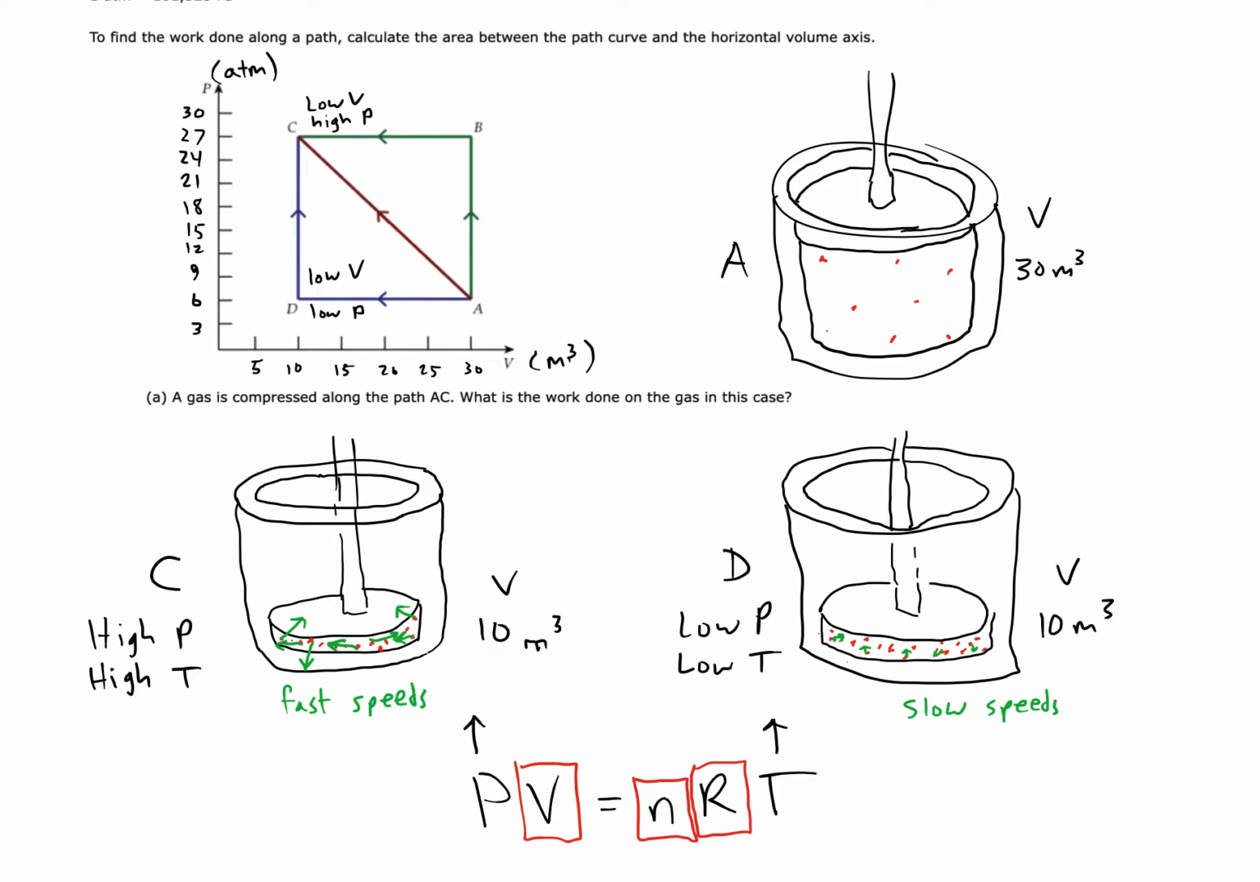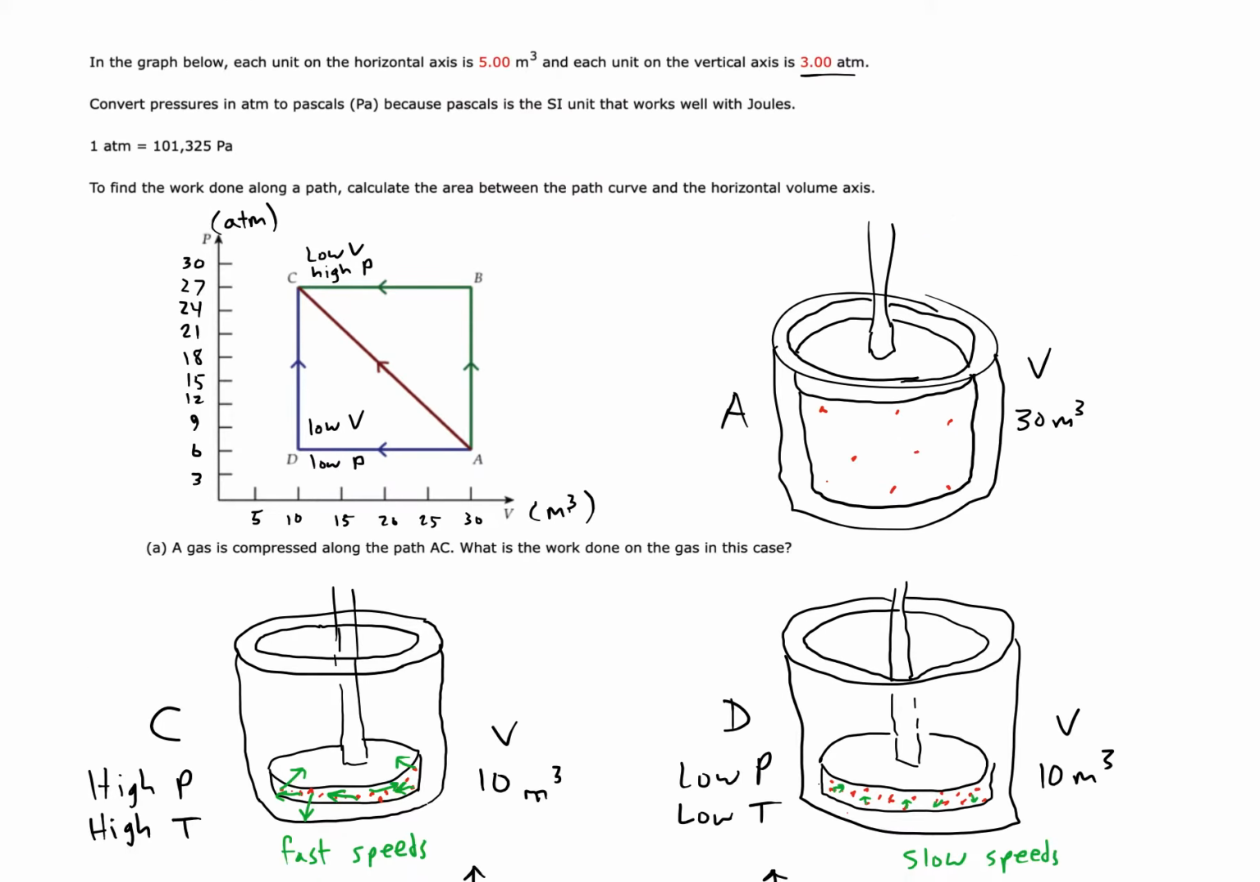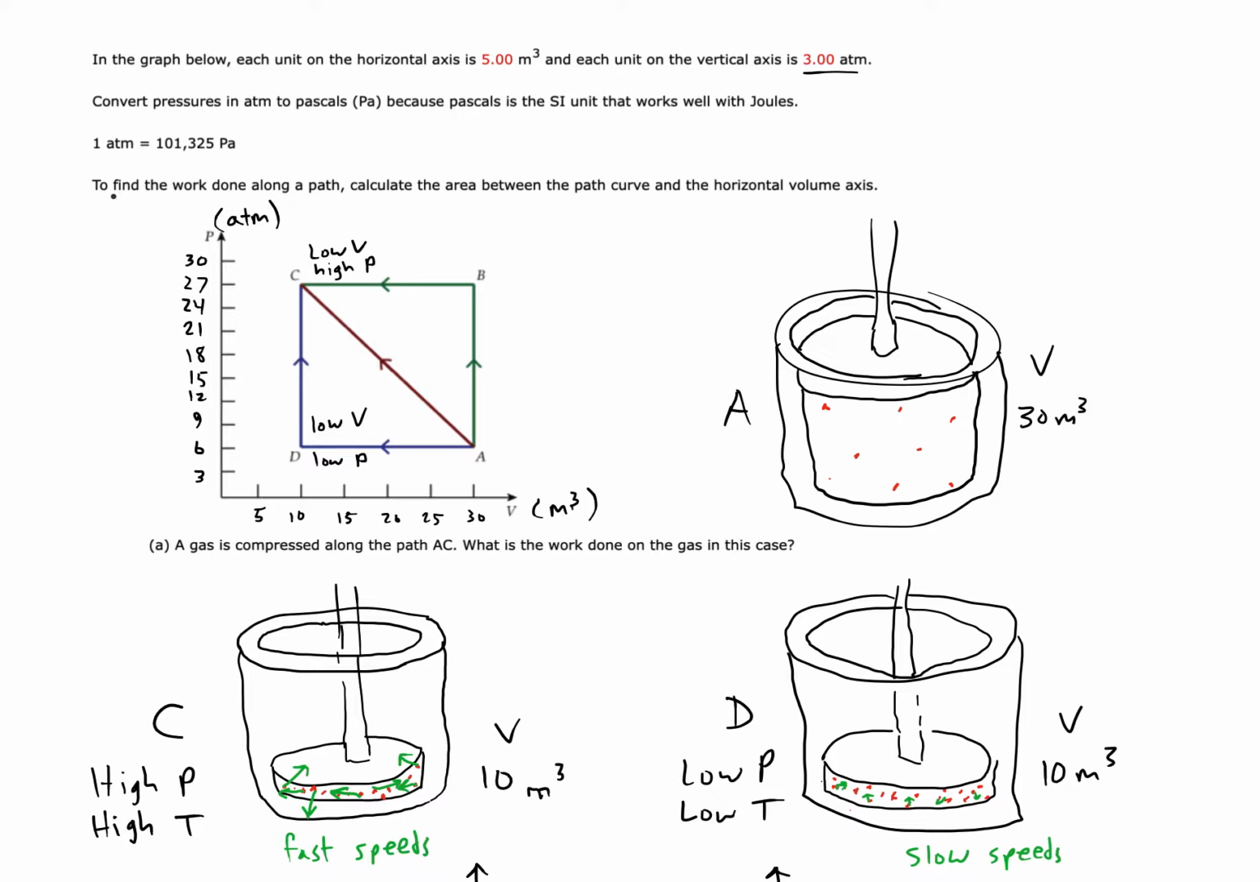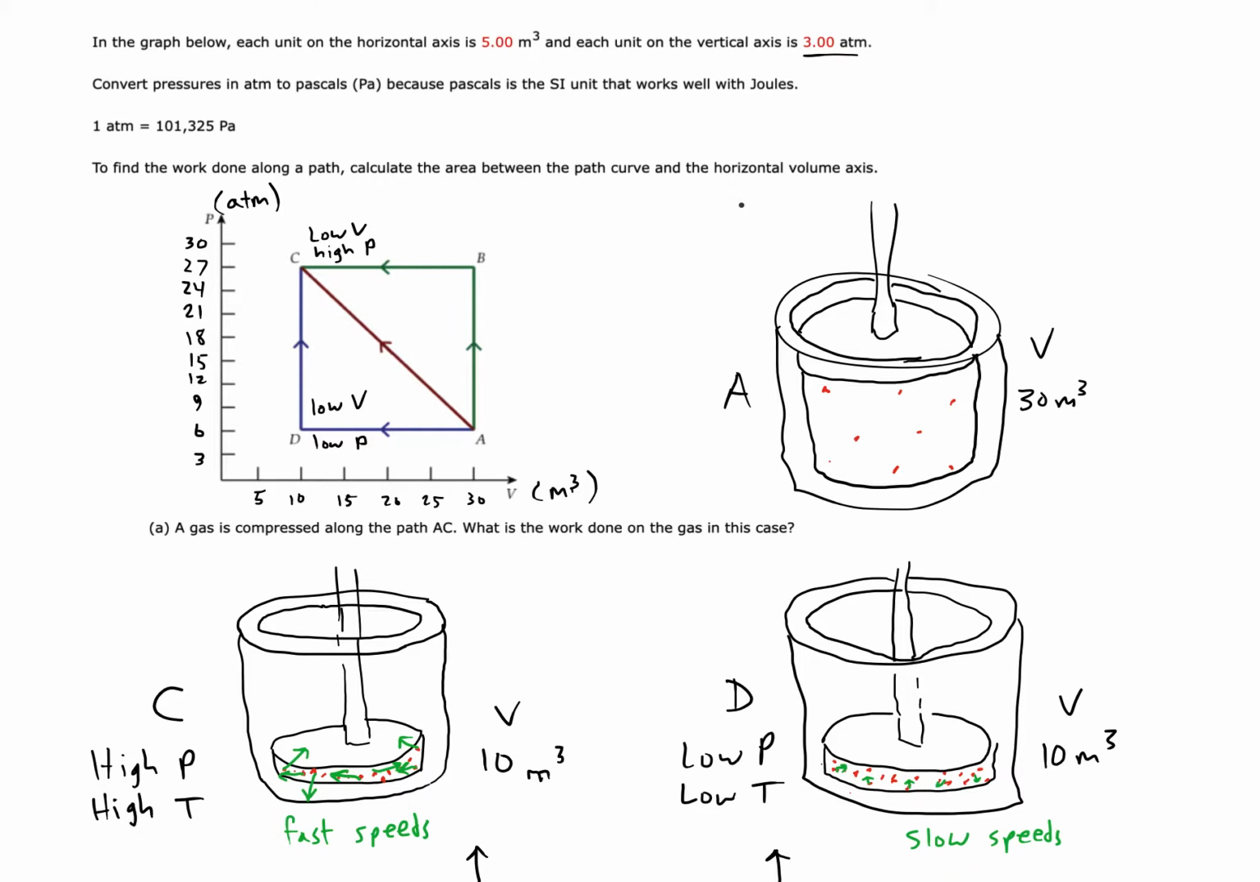Okay, so what accounts for the difference? Like, why is it that in state C you could have a different temperature than state D? Well, you could have heat flow. You could have energy flow into or out of the cylinder. Anyway, in this problem, what they really want us to do is to find the work done along a path and calculate the area between the path curve and the horizontal volume axis. We want to know what is the work done on the gas in order to compress it from point A to point C.